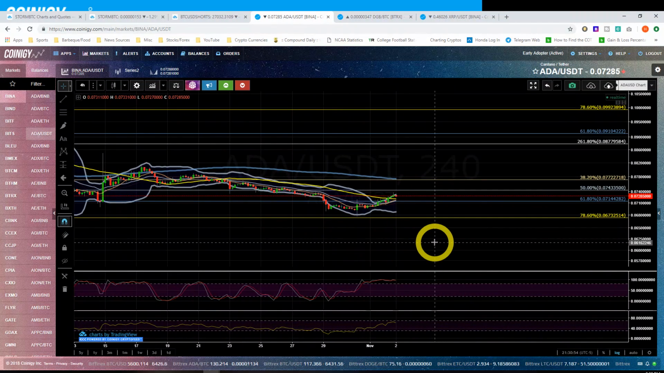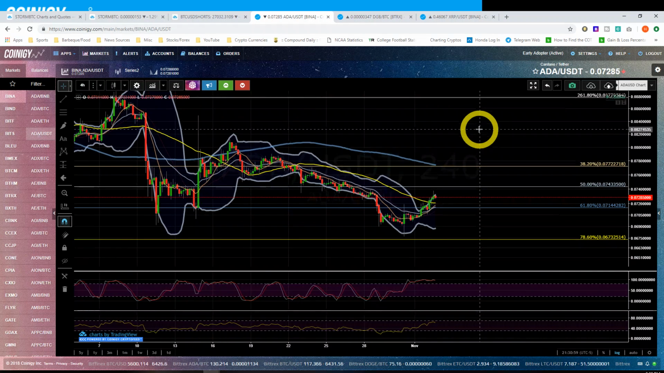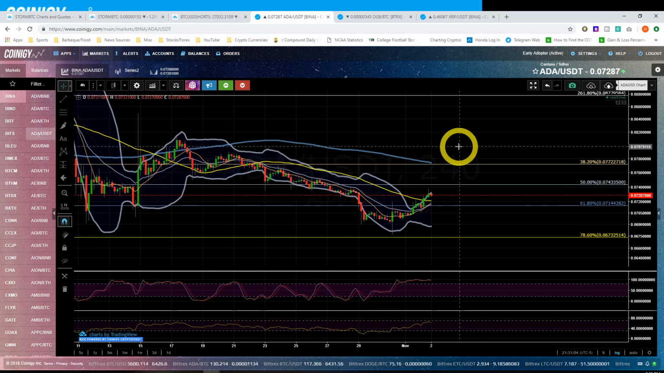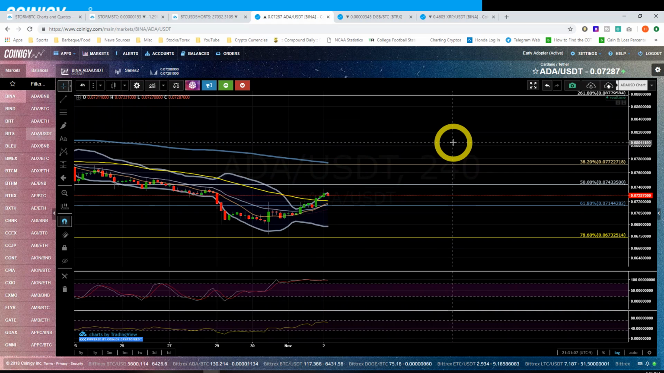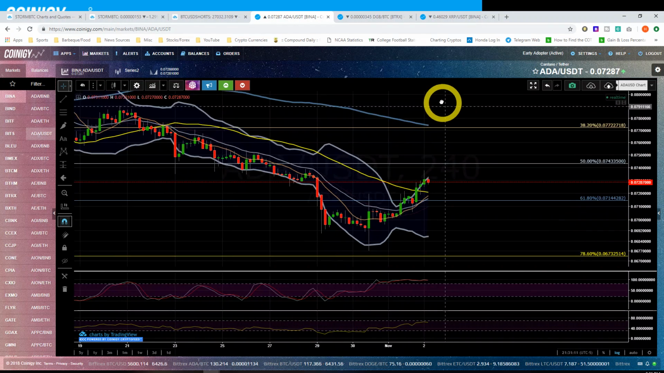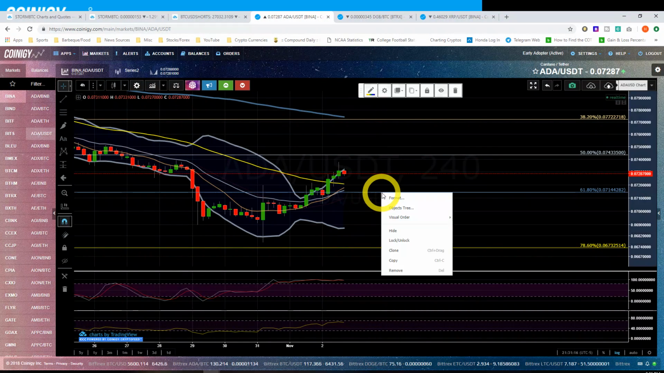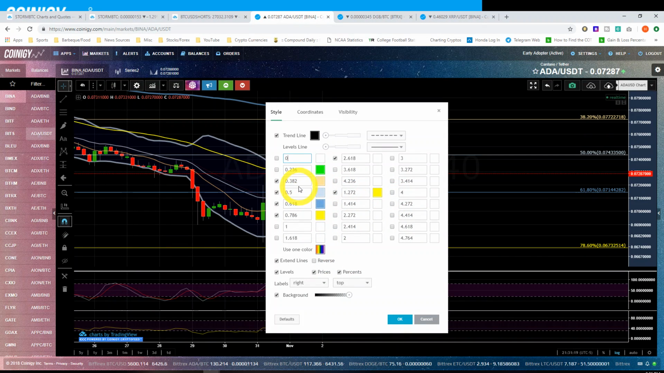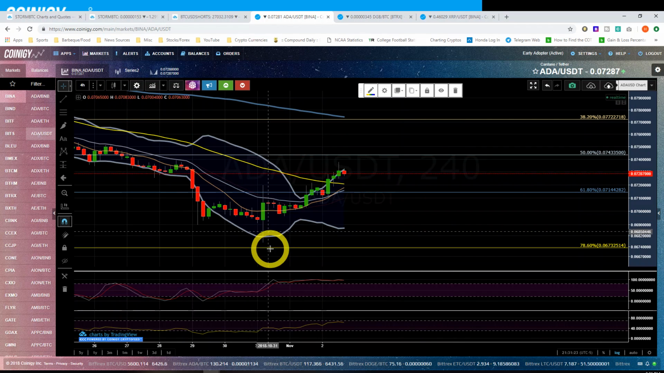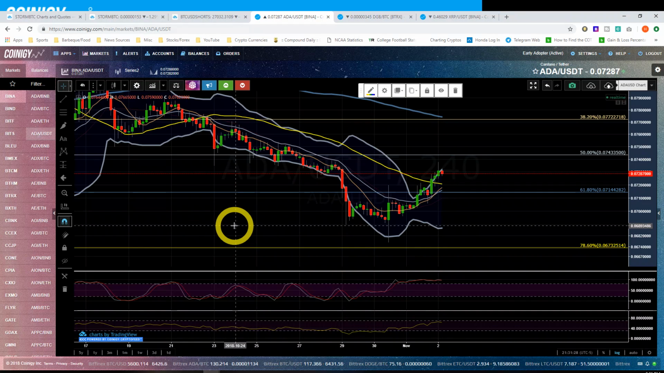Ooh, that one had a nice little move. That's almost similar to Stellar. Okay, so we're getting some small movement on some of these alts, right? So there's ADA. And it's been a while, obviously, since I updated this chart. So I think I'm just going to clear this fib out. It's interesting how it came down here. Look at this. I haven't looked at this chart in a while.